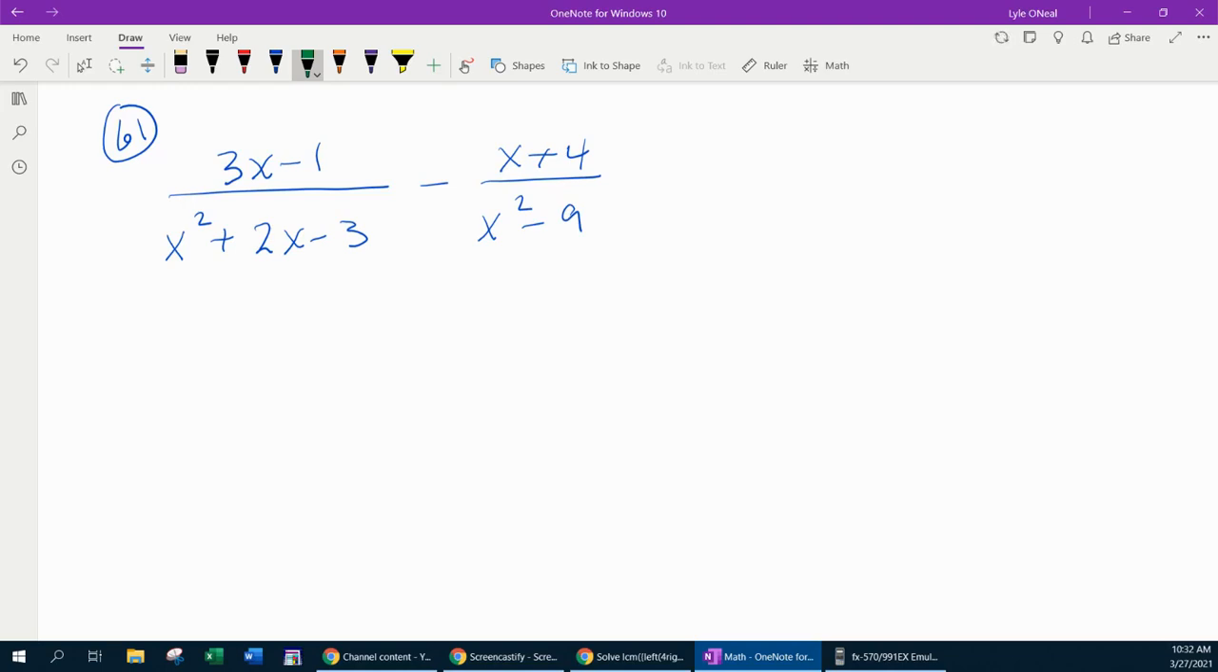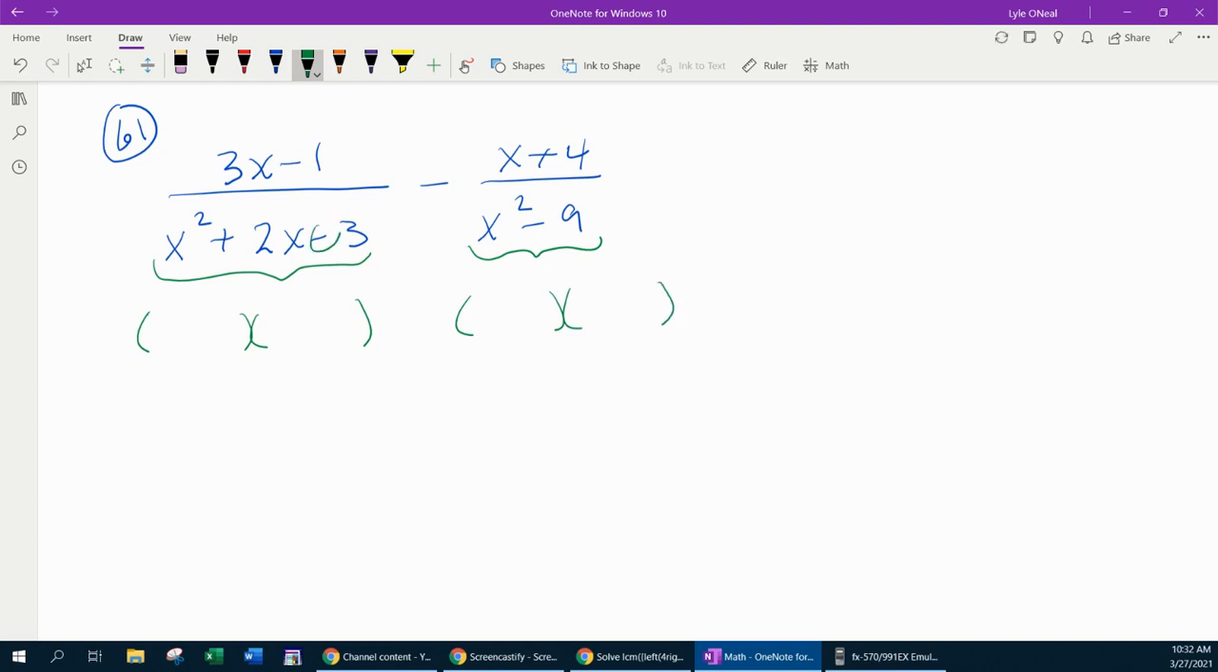Again, we're looking at subtraction with fractions. So we're going to need to factor the denominators completely. First, we have a standard trinomial. We also have the difference of squares. Let's F it up. Let's factor it up.